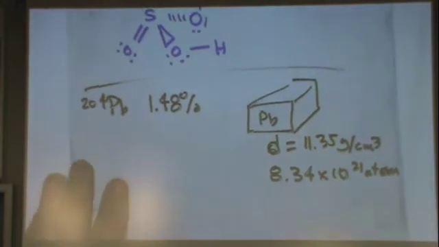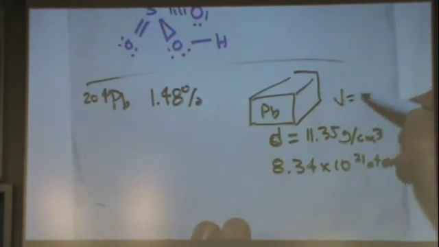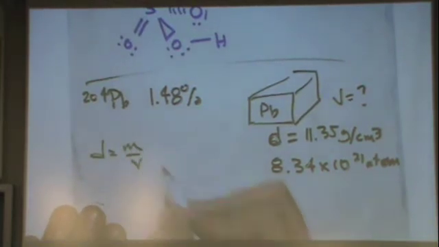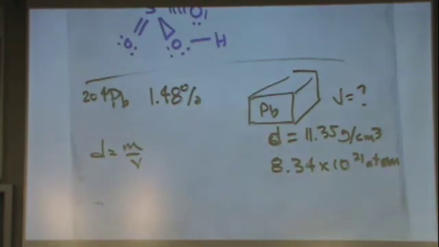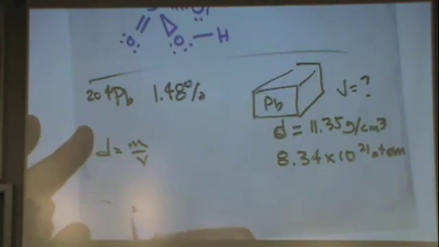So somebody went in and counted the atoms, but what they don't know is the volume. Okay, so density is mass over volume. Once you have mass, you're set. You just plug it into the formula. So let's work on mass. We have 8.34 times 10 to the 21 atoms.